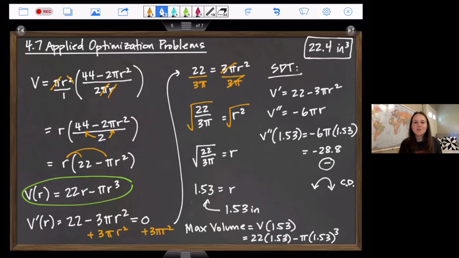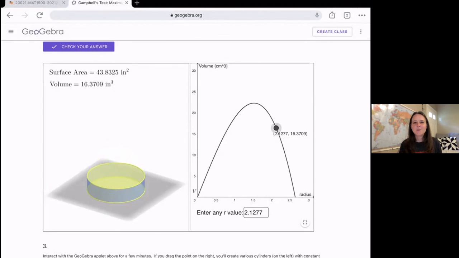Let's hop back over to the GeoGebra applet and see if it agrees with our answer. Here we are back in the GeoGebra applet. I'm going to drag that point onto the maximum volume spot. Remember, volume was the y-axis, so we're going to go with the maximum y coordinate. And I'm eyeballing this here, but it looks like it's about right there, which looks pretty good. We found 1.53 for our radius and 22.4 is our volume. So that looks like a pretty good answer to me. We'll do a couple more of these applied optimization problems when we get together in class.